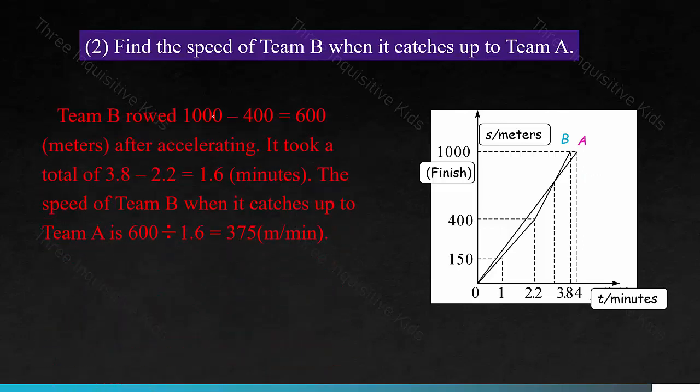So Team B rode 1,000 minus 400, 600 meters after it started to accelerate. From this point here, Team B started to accelerate and started catching up to Team A. And then after it accelerated, it drove at that speed for 1.6 minutes. So then you can find the speed. It's 375 meters per minute.